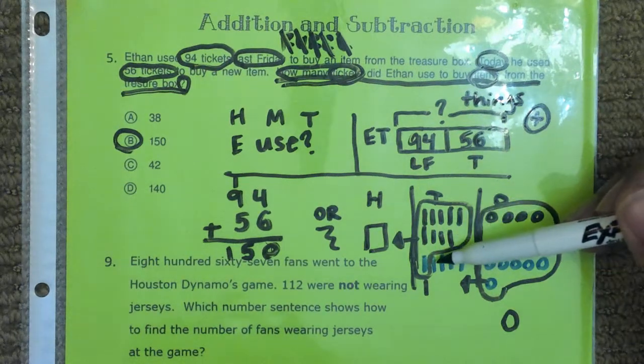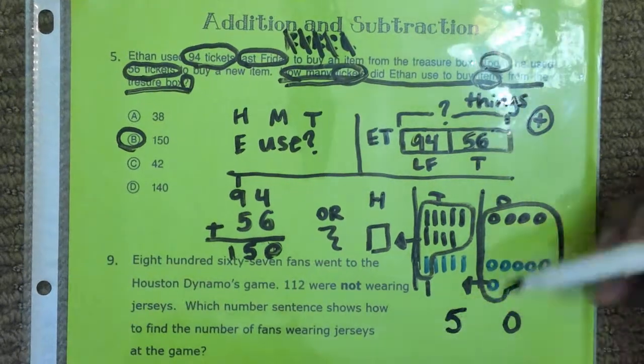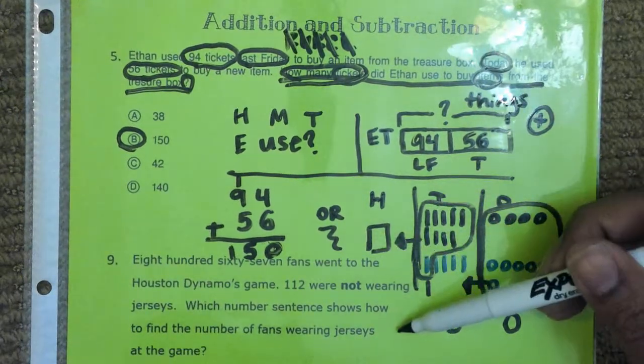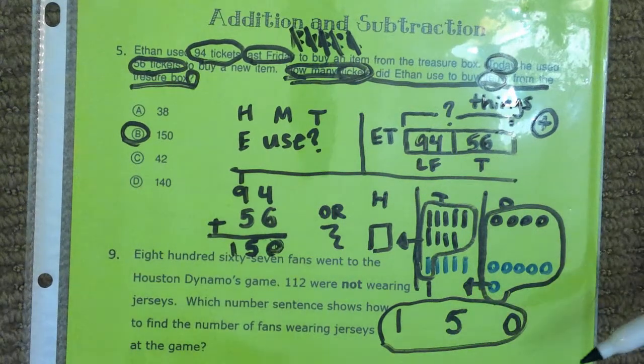So let's see how many I have here. 1, 2, 3, 4, 5. I have 5 tens. And how many hundreds do I have? I have 100. So we still come up with the same answer of 150.